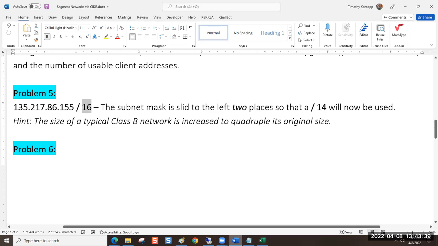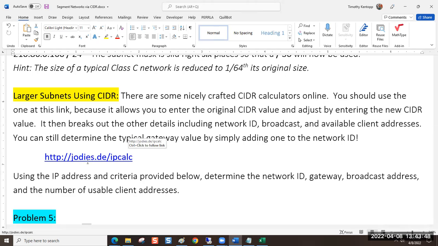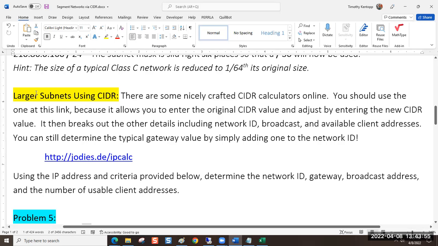So what to do? You should always use stuff like this on the internet, because when you create a larger subnet, technically speaking, when you take smaller subnets and you fold them together, what you're really creating is a supernet. Everyone, repeat after me, please. Supernet.